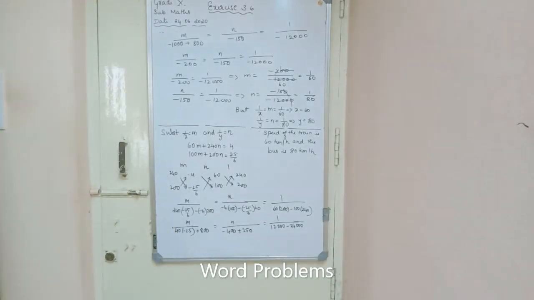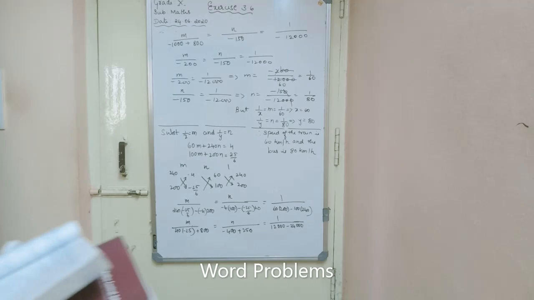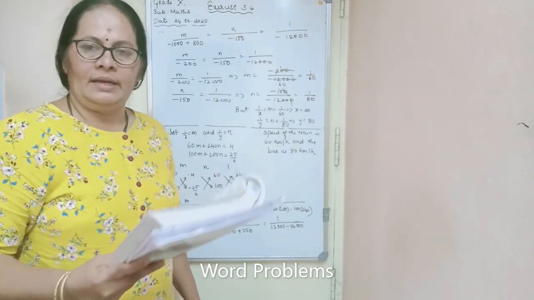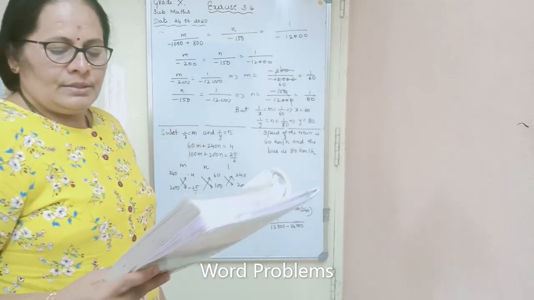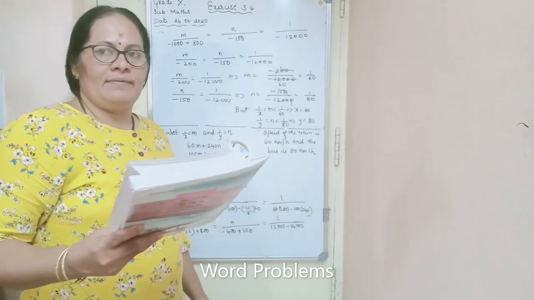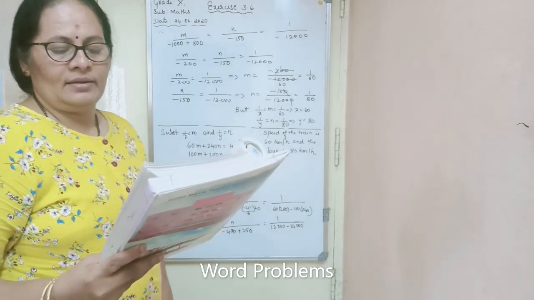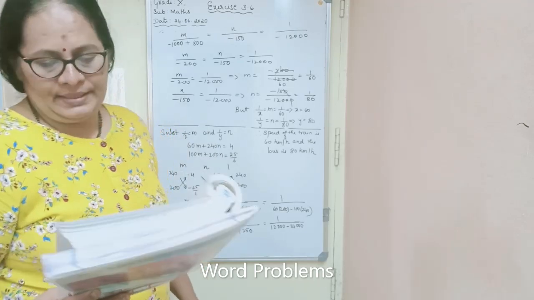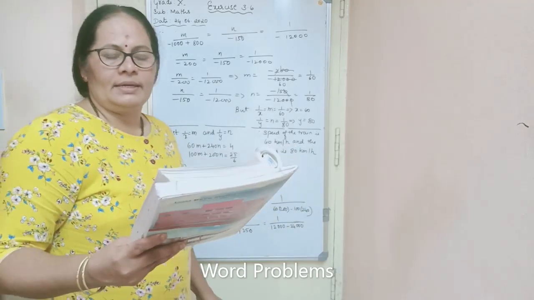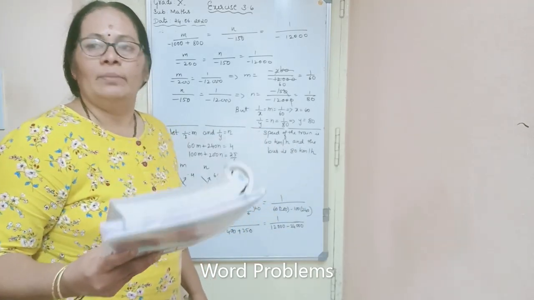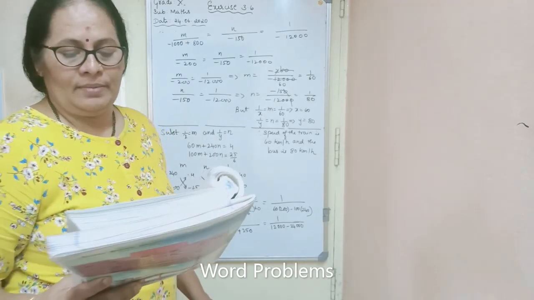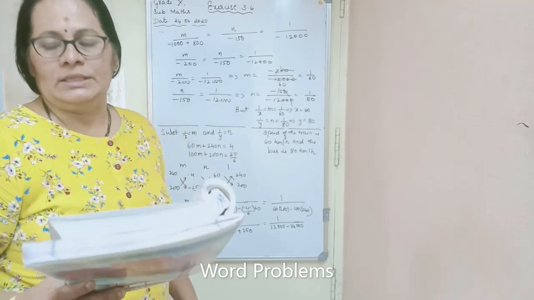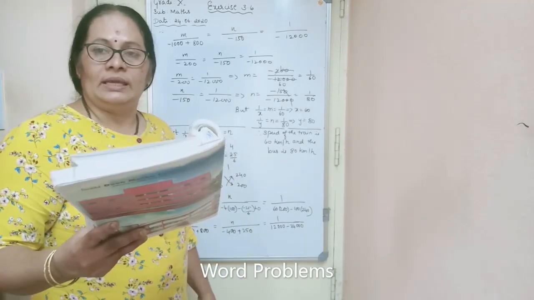Here, Ruhi travels 300 km to her home partly by train and partly by bus. She takes 4 hours if she travels 60 km by train and the remaining by bus. Remaining means 240 km by bus. And she travels 100 km by train and the remaining by bus, means 200 km by bus. She takes 10 minutes longer than the previous one. Previously she took 4 hours. Now she is taking 10 more minutes.